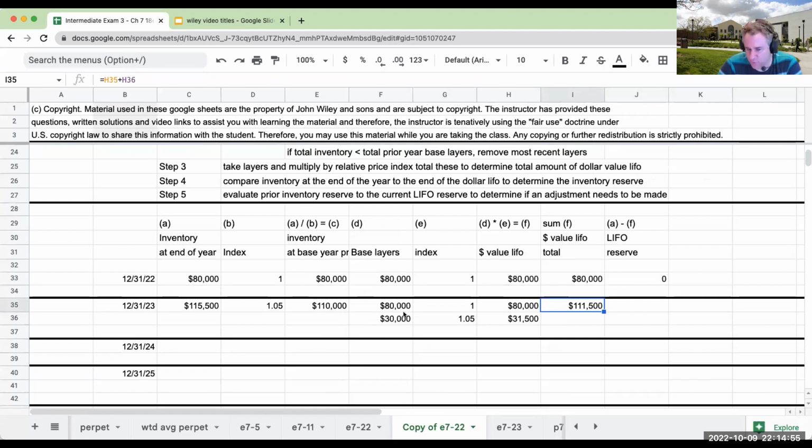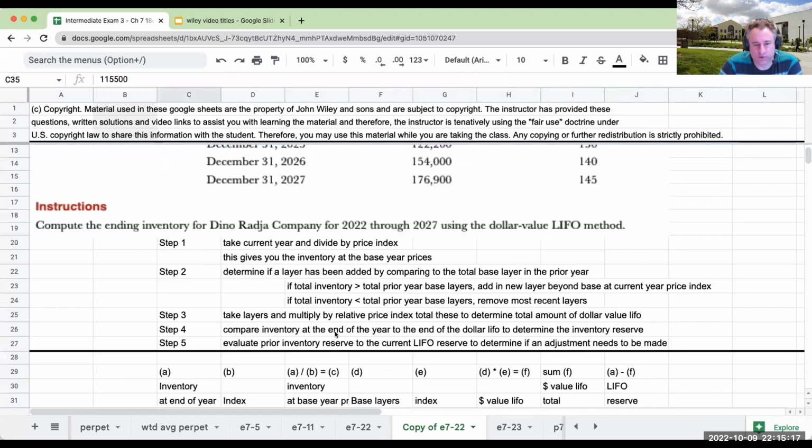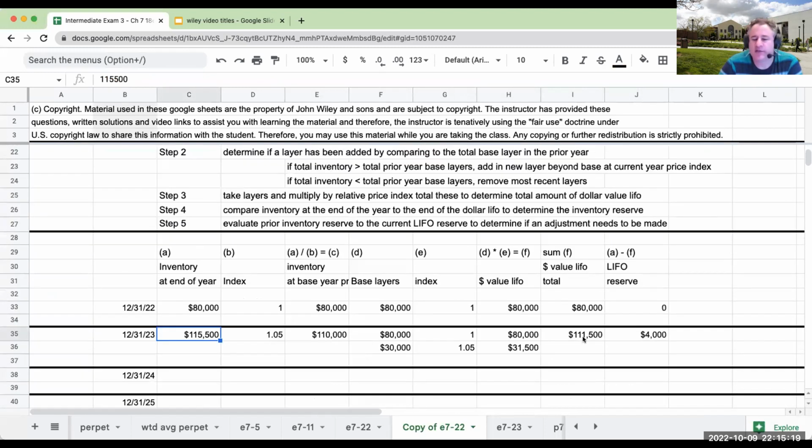but right now it's on my books at 115,500. So the reserve I'm going to need to make is 4,000, right? This LIFO reserve is essentially going to be like a contra asset inventory account, which is going to take the inventory that's on my books down to inventory under dollar value LIFO.